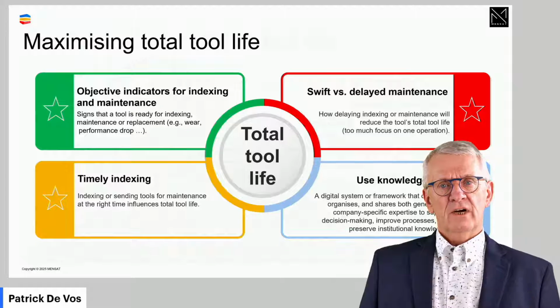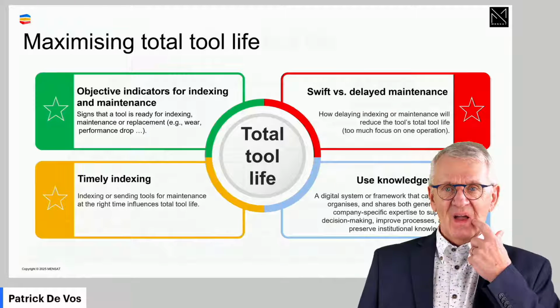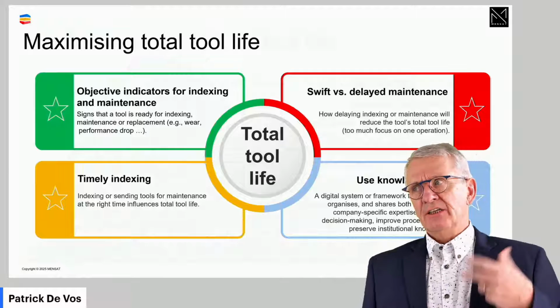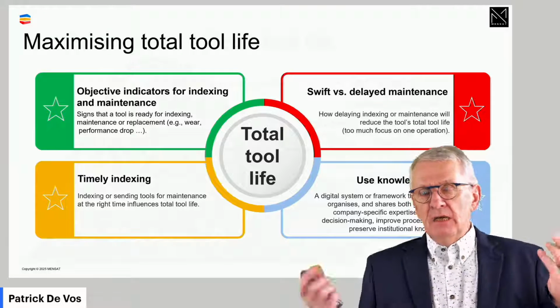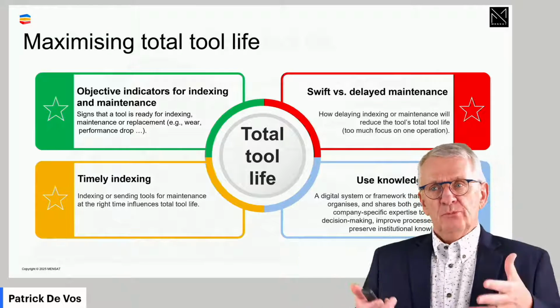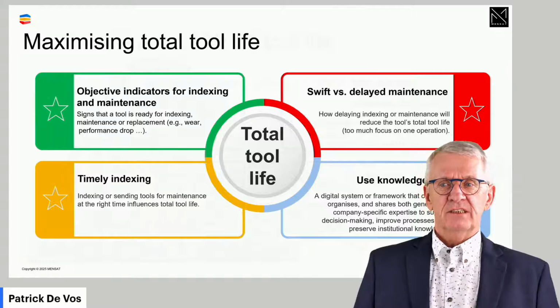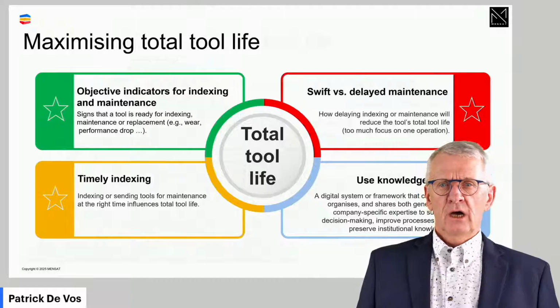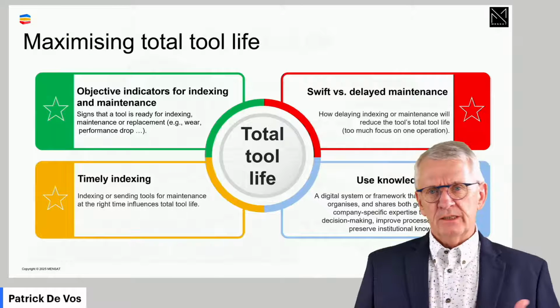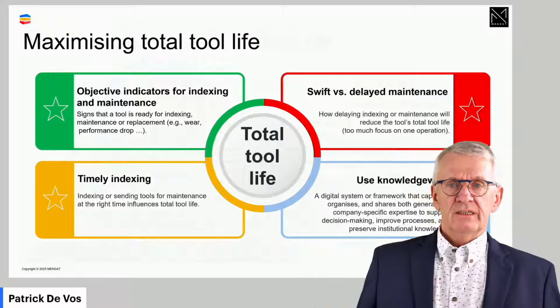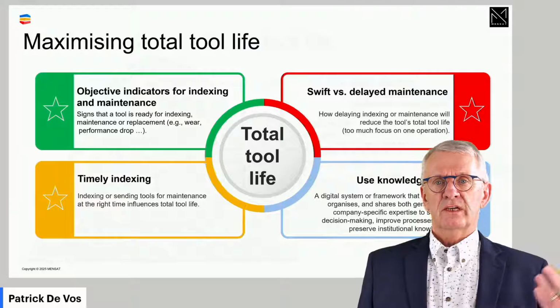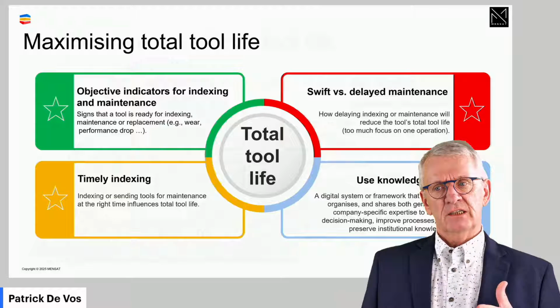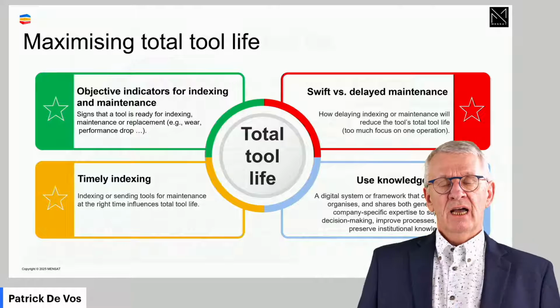When do I index a cutting edge? When is a cutting edge in need of maintenance? And those needs must not be based on "I think, I feel, I suppose." It must be really objective indicators. And indexing needs to be done timely. Not "it will go for another workpiece, I hope," because then the risk is that you crash a tool, and I already drew attention to it. So indexing needs to be done timely.